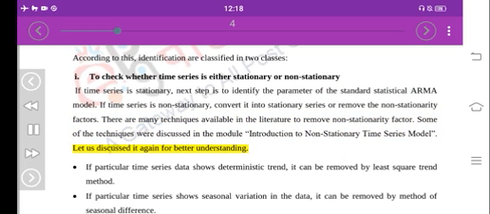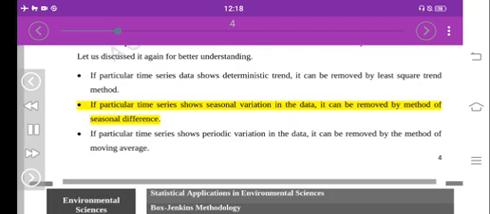Let us discuss it again for better understanding. If particular time series data shows deterministic trend, it can be removed by least square trend method. If particular time series shows seasonal variation in the data, it can be removed by method of seasonal difference. If particular time series shows periodic variation in the data, it can be removed by the method of moving average.